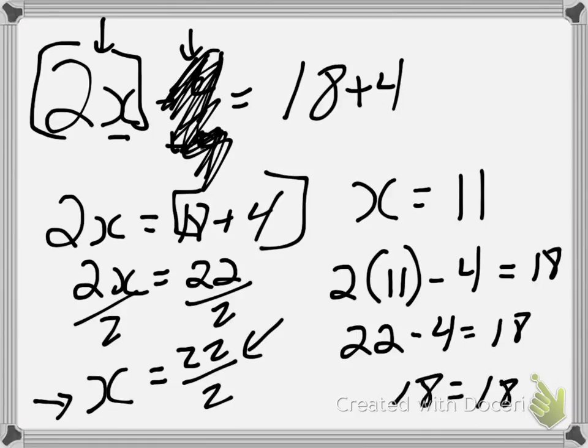And that's how we do two-step equations. It's no different than doing the one-step, where the overall goal is to get this guy by itself.